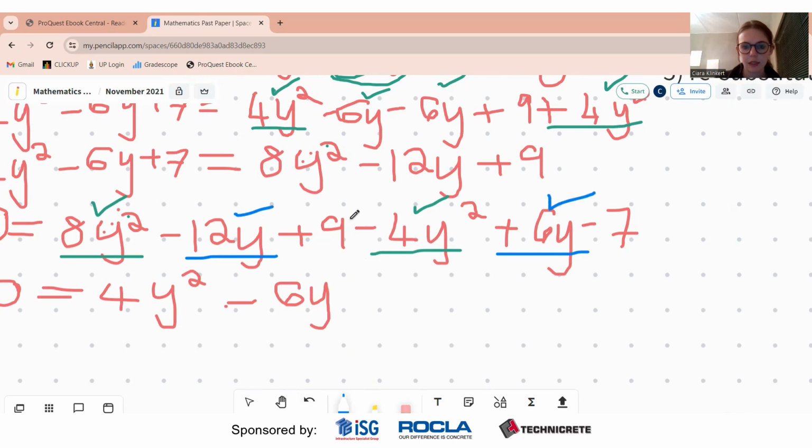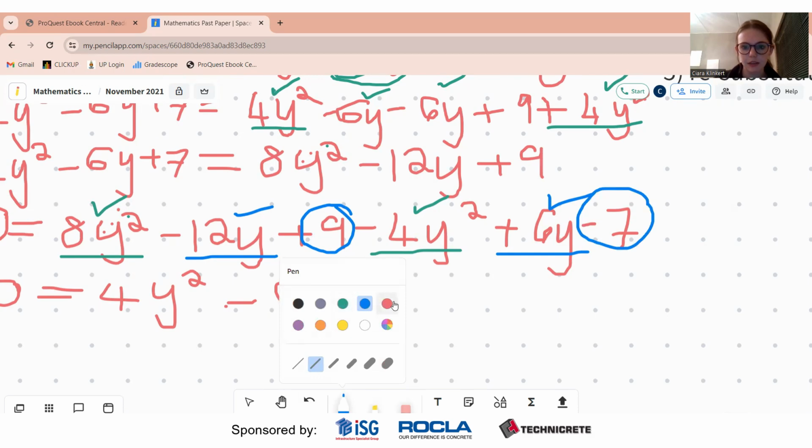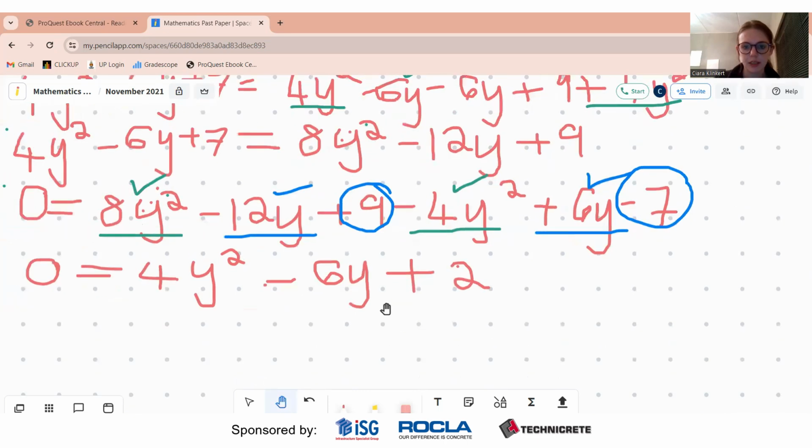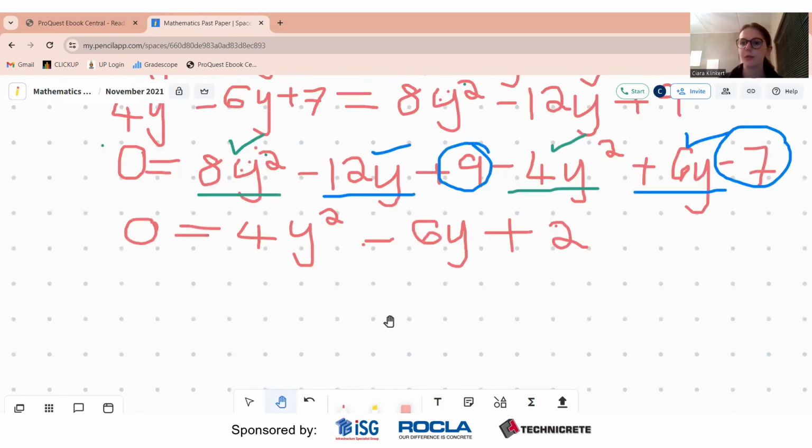And then finally, my constants remain. So I've got plus 9 minus 7, which is going to give me plus 2. Now, I'm almost ready. Well, at this point, it looks like I'm ready to factorize and solve.